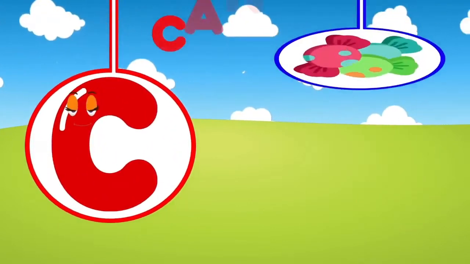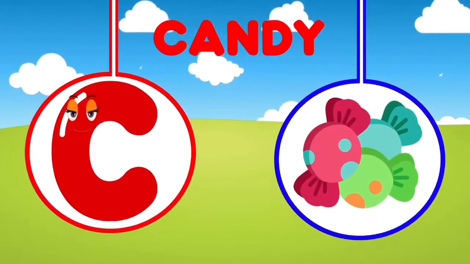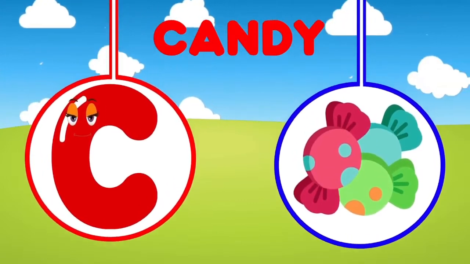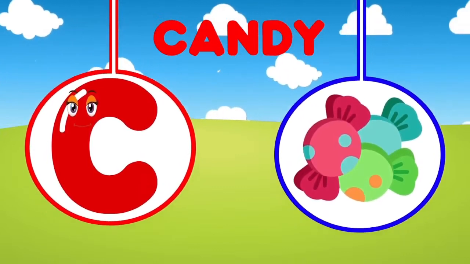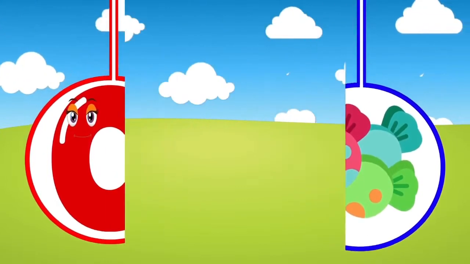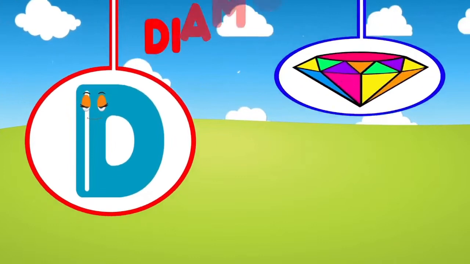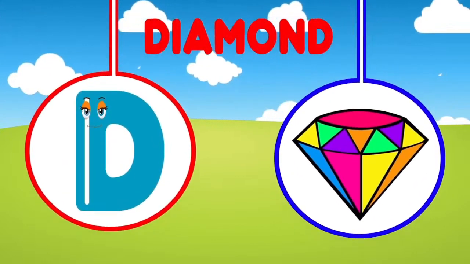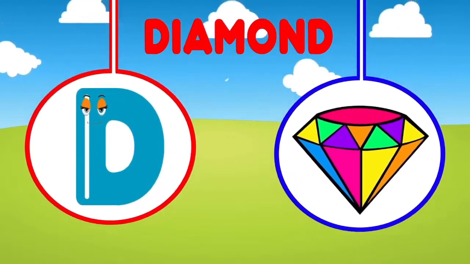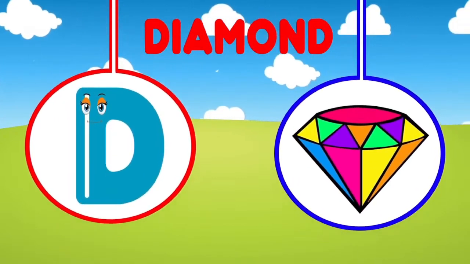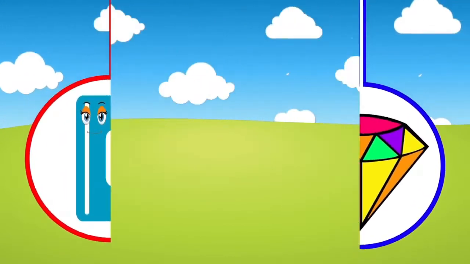C is for candy. K, K, candy. C, candy. D is for diamond. D, D, diamond. D, diamond.